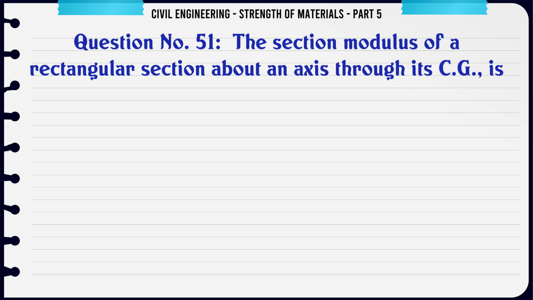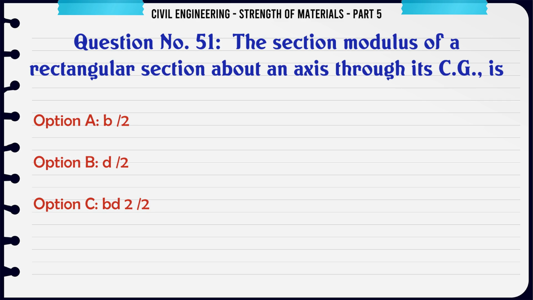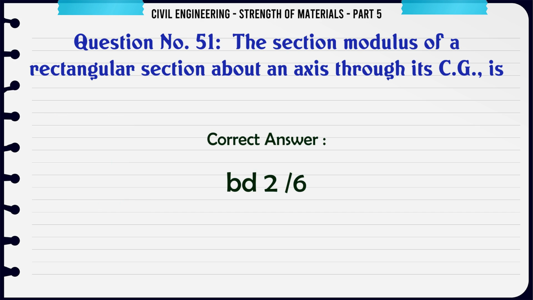The section modulus of a rectangular section about an axis through its CG is: A. BD/2, B. BD²/2, C. BD²/2, D. BD²/6. The correct answer is BD²/6.